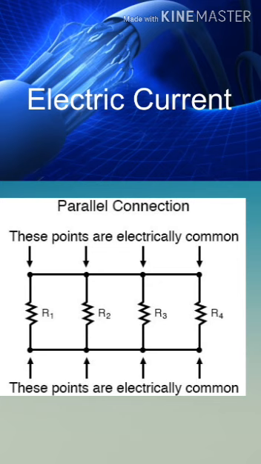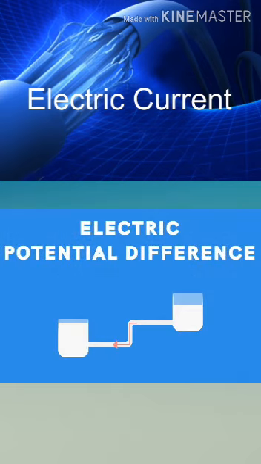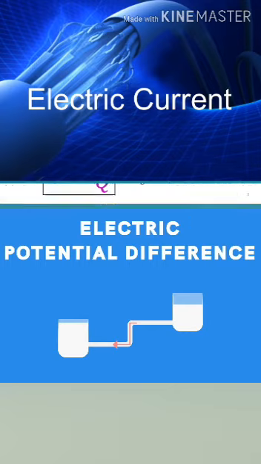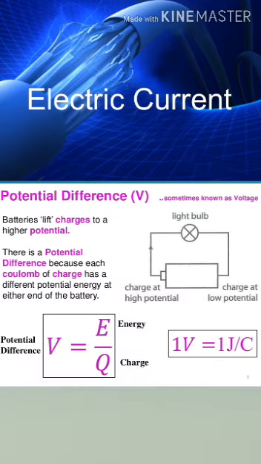Now you are seeing the potential difference. Here you can see the diagram. Batteries lift charges to a higher potential. There is a potential difference because each coulomb of charge has a different potential energy at either end of a battery. Potential difference: V equals E by Q. E is energy, Q is charge. 1 volt equals 1 joule per coulomb.